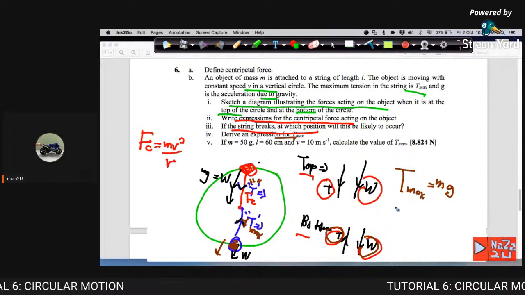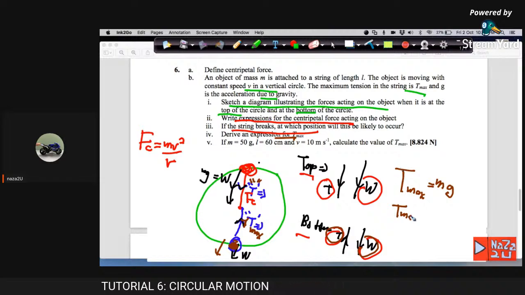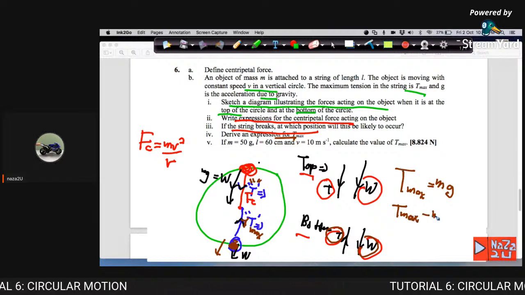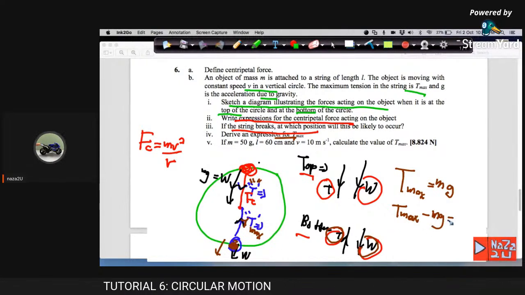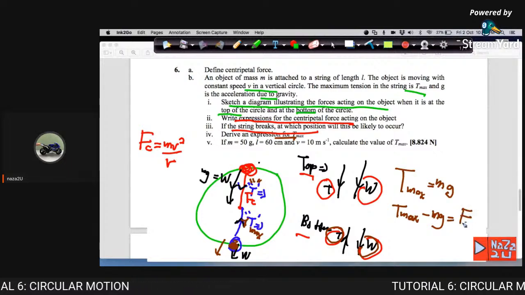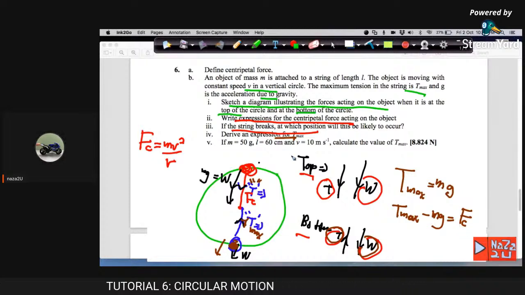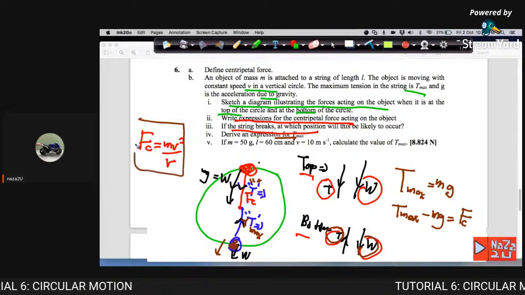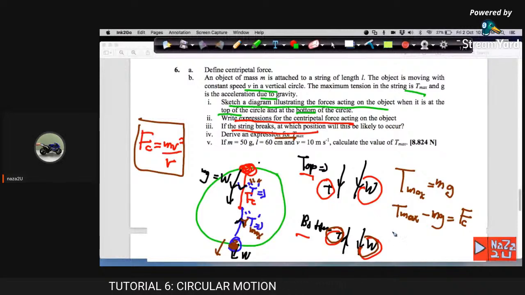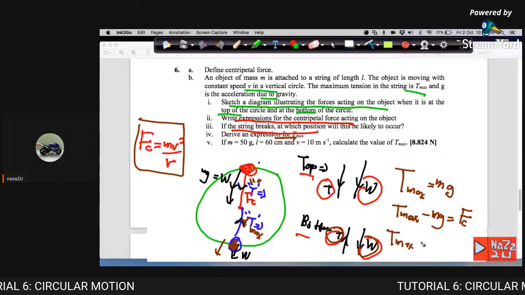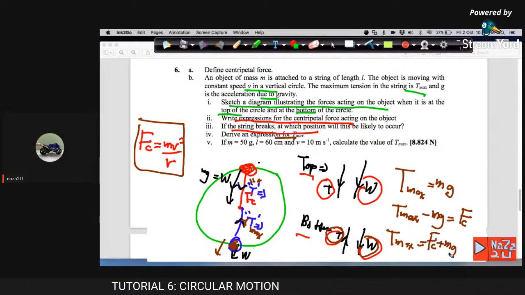Okay. Dan bila kita tolak T maximum minus mg, daya ke atas tolak daya ke bawah, dia akan menghasilkan satu daya bersih, iaitu dia merujuk kepada centripetal force, right? Centripetal force yang kita kenali sebagai Fc is equal to mv squared divided by r. So now to calculate, T max is equal to Fc plus mg.